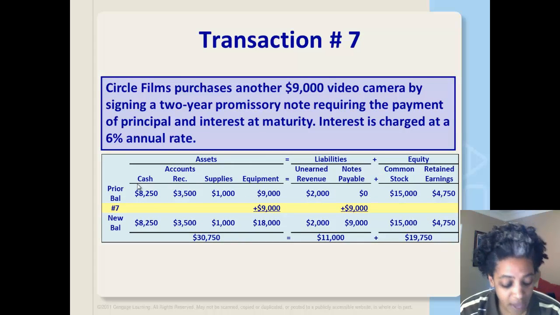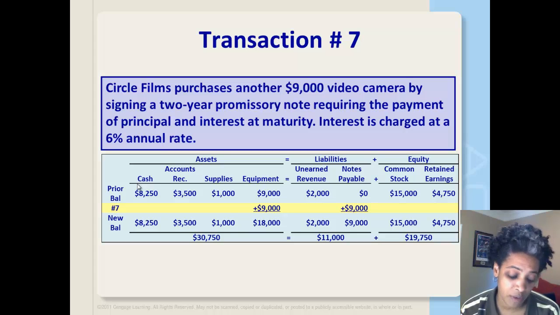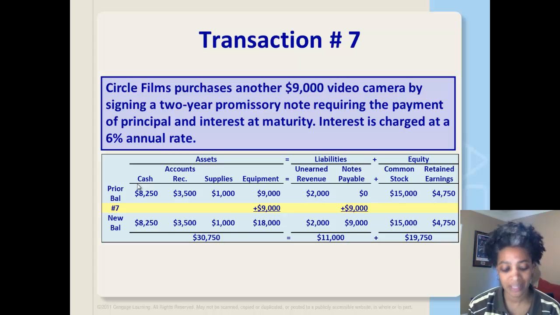In transaction number 7, interest is being charged at a 6% annual rate for this new video camera that Circle Films purchases. So similar to a previous transaction where Circle Films purchased equipment, assets are going to increase. So we have more equipment, another $9,000. But unlike in transaction number 2, they're not paying cash. Instead, they're promising to pay cash plus interest in 2 years instead of paying the cash today. So that means we've also got an increase in liabilities, which in this case is a note payable.